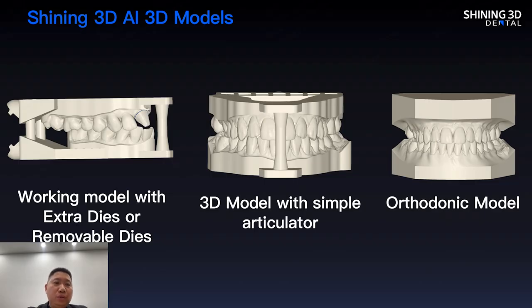For 3D models, the AI can generate working models with actual dies or removable dies. It can generate 3D models with simple articulator. For orthodontics, I think the dentist can use AI generated models to diagnose and make treatment plans.